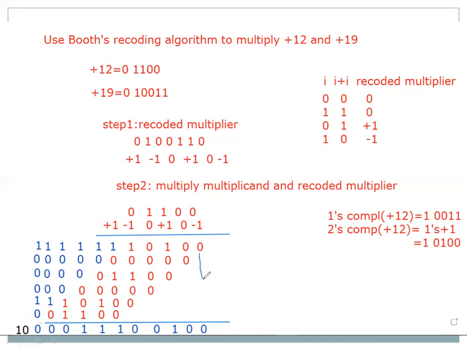So 0 is your LSB. 0 plus 0 is nothing but 0. 1 plus 0 plus 0 is nothing but 1. 0 plus 0 plus 0 plus 0 is nothing but 0. And what about the next bit? It is nothing but 1 plus 0 plus 1 plus 0 plus 0. It is nothing but 2 in decimal. What is the equivalent binary value? It is nothing but 10. So you are writing 0 here and you are writing 1 in the carry.